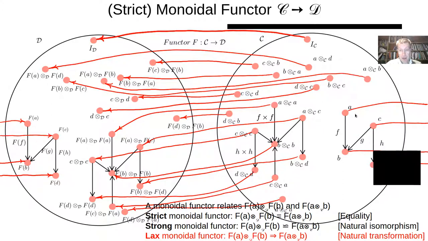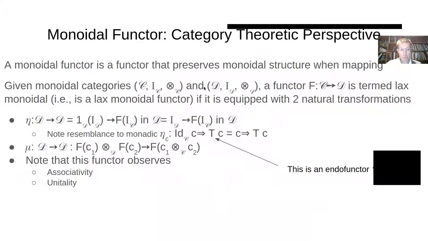Alternatively, though, we could take A and C here, and combine them. We could hit them with this monoidal product over here in C, and then map that over. And we've got to get the same thing if it's a strict monoidal functor. We need to have the same object we would have gotten by mapping A and C over independently and then hitting them with the product. So both of these converge in this object. And that's what we're taking advantage of with a monoidal functor.